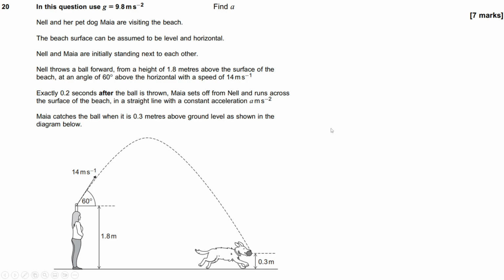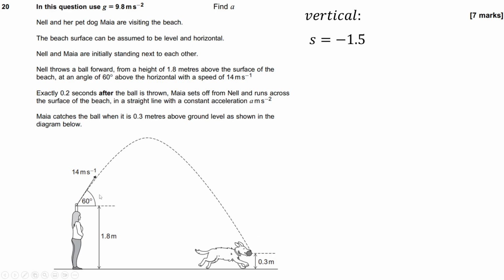The first thing we want to do is find how long it's actually taken for the ball to get from here to here. I'm just going to resolve vertically. We're going from 1.8 meters to 0.3, so we're going down by 1.5 meters, that's 1.8 take away 0.3. So that displacement is minus 1.5. Careful, it's a minus because we've already said upwards is positive, because that's what the question showed us with this positive 14. So this S is minus 1.5.